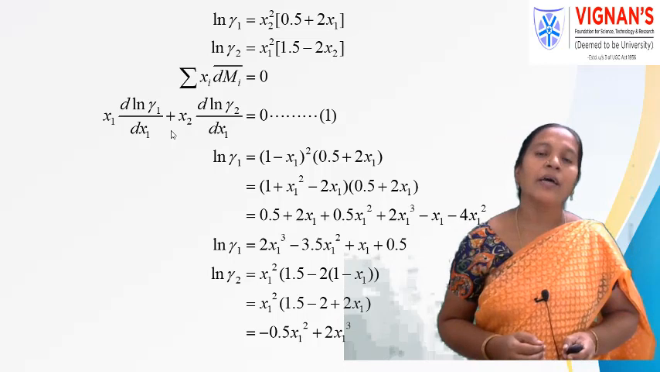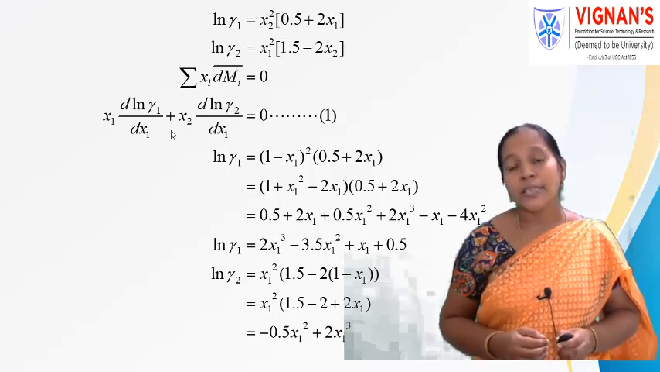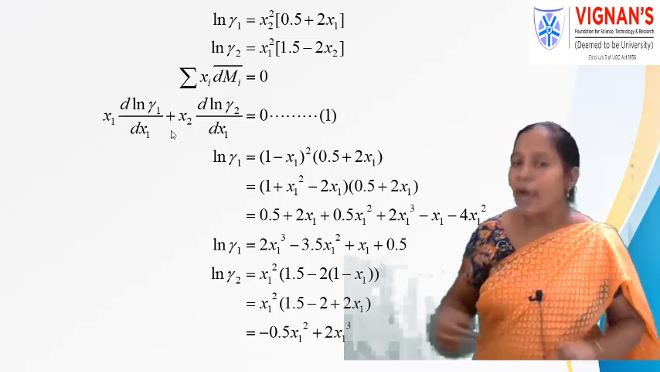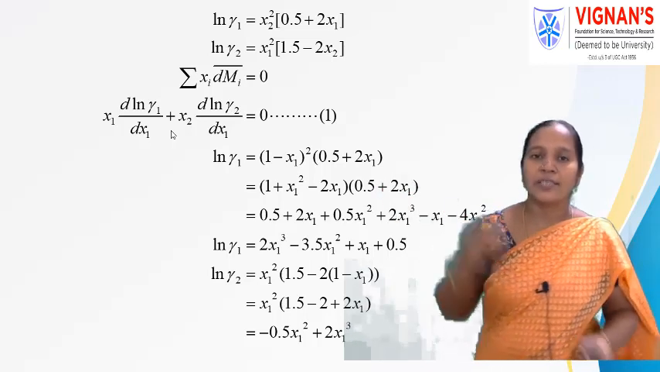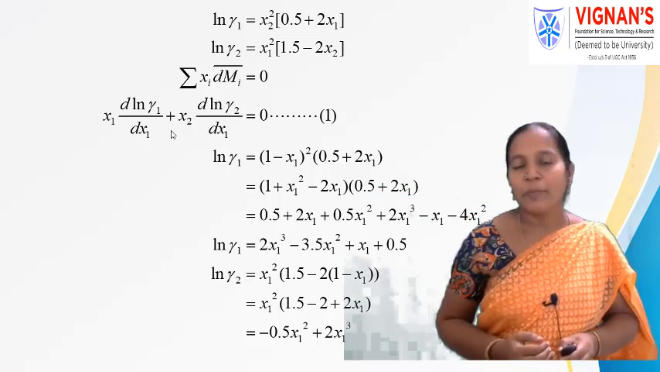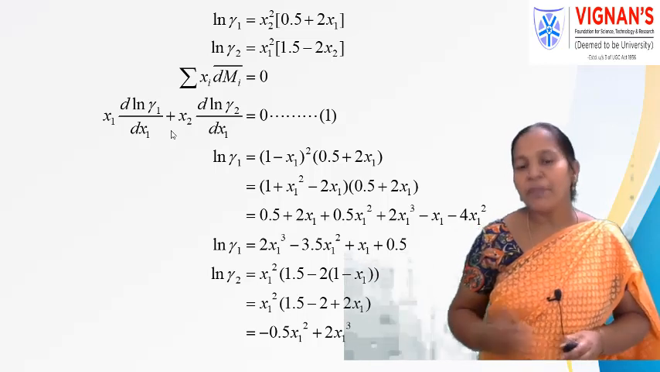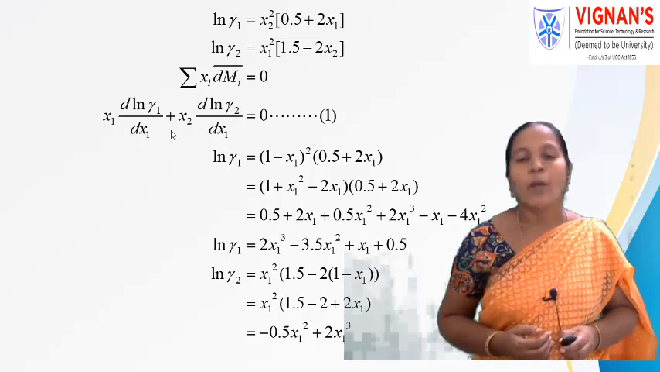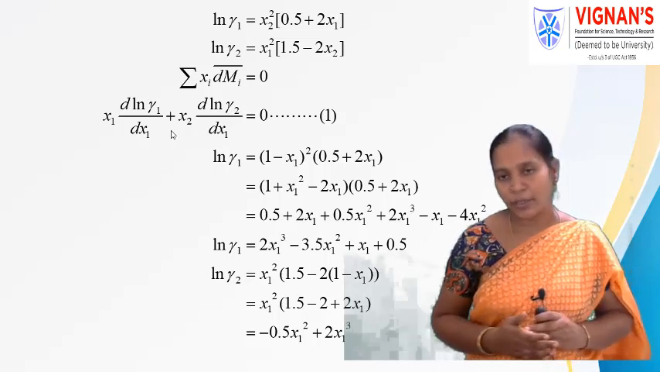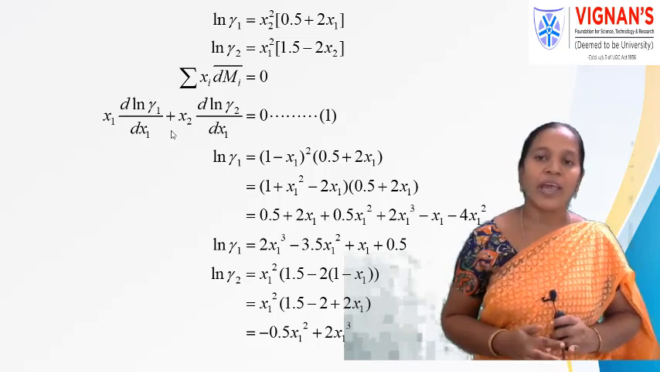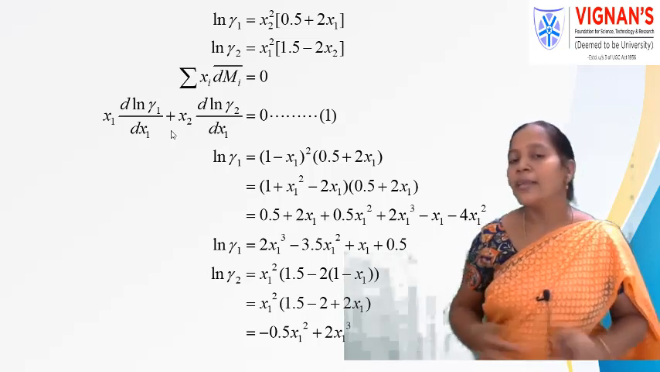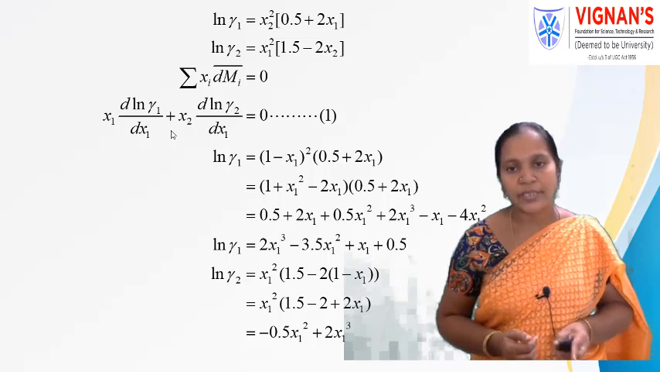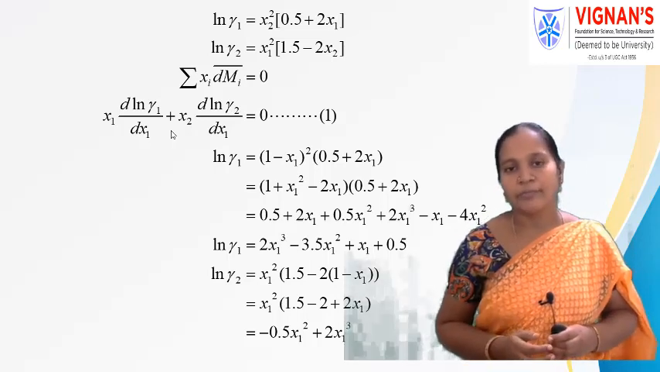Now simplify the gamma 1 expression, that is, substitute x2 with 1 minus x1. That is, ln gamma 1 is equal to (1 minus x1) whole square into (0.5 plus 2x1). After simplifying this one, we will get 0.5 plus 2x1 plus 0.5 x1 square plus 2x1 cube minus x1 minus 4x1 square. Therefore, ln gamma 1 is equal to 2x1 cube minus 3.5 x1 square plus x1 plus 0.5.